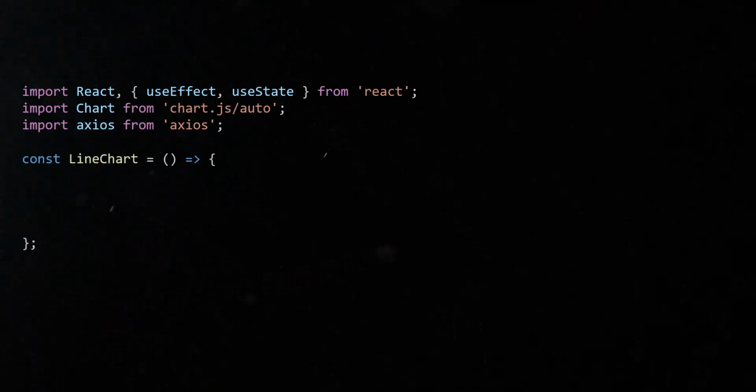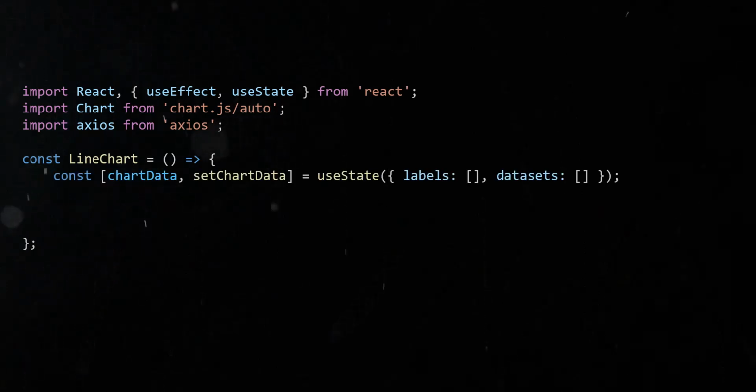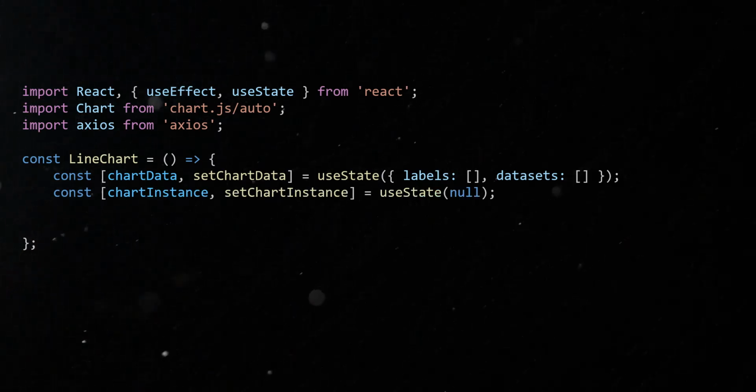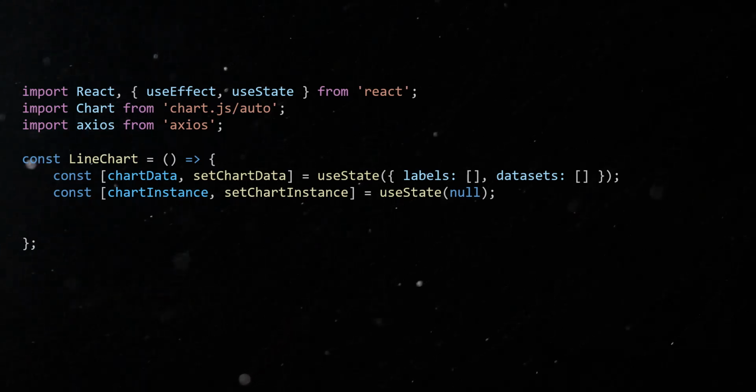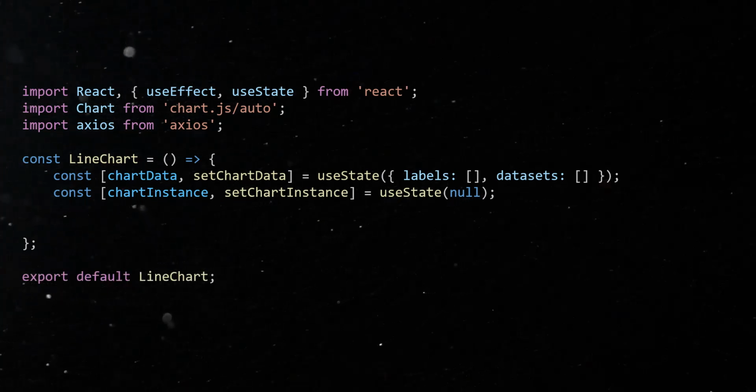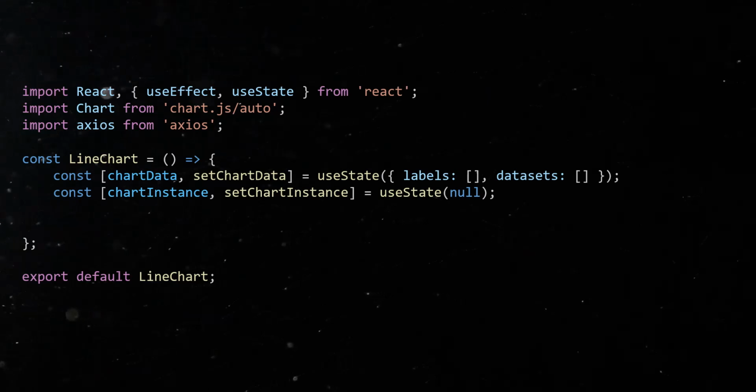Then let's create a new method and define our component, and let's name it line chart. Then inside here let's create a new const with the name of chart and give them a default value of labels and dataset. We also have to create another const for instance of our chart. By default this will be null. Now at the final part we have to export our component so we can use it anywhere we want.